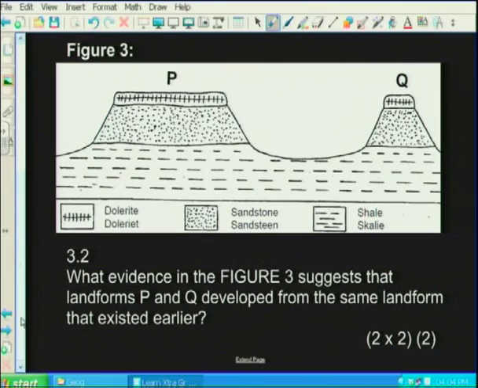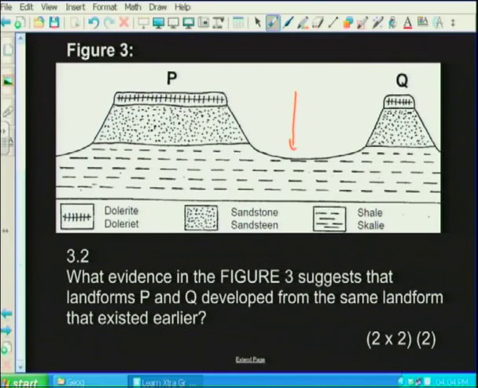3.2, same diagram. What evidence in the figure 3 suggests that landforms P and Q developed from the same landform that existed earlier? Okay, they're looking for 2 specific answers over here, and basically what's important about a horizontal landscape is that a horizontal landscape retains its vertical height. The landforms are eroded parallel, but they do not get altered vertically. So that's one reason that they develop from the same piece of original landscape. They both have the same hard cap layer. Okay, they both have the same rock layers, which would indicate that they've developed from the same landform, and there's more than enough answers there for you.